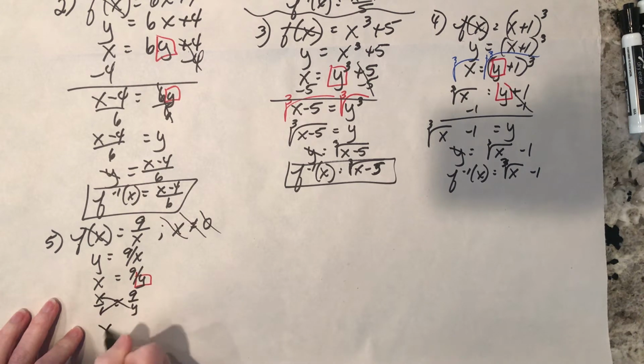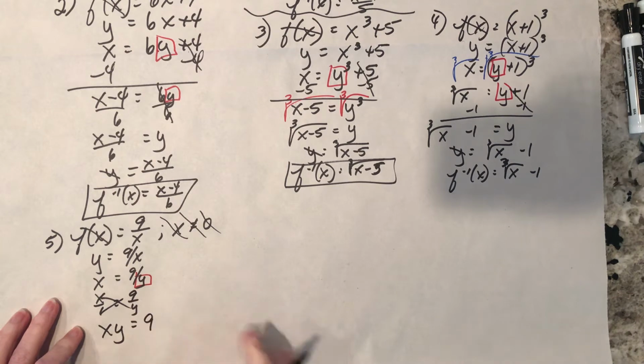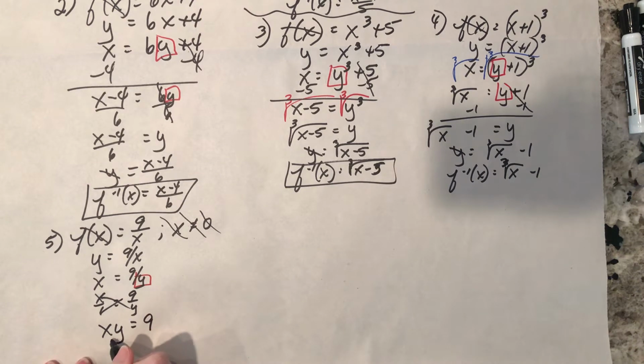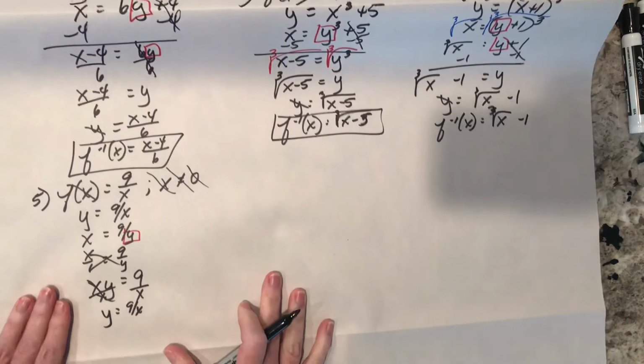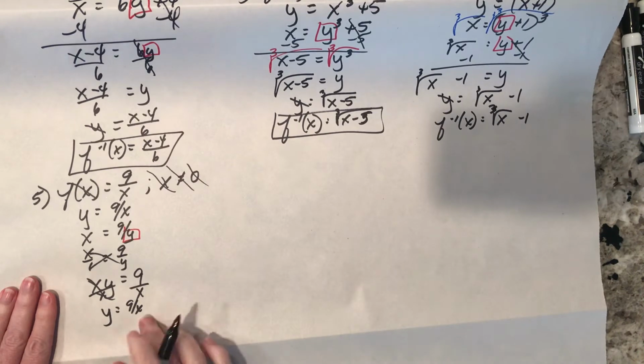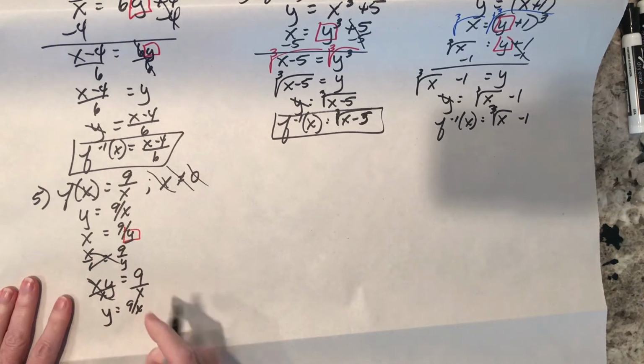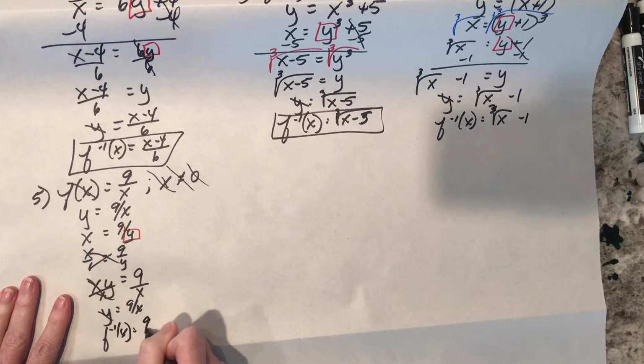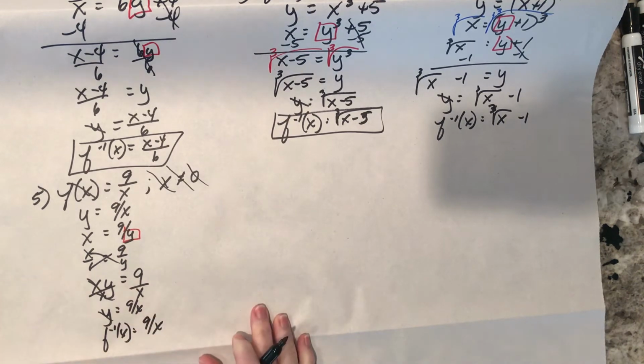Multiply, multiply. So we get xy equals 9 times 1, which is just 9. Still trying to get y by itself, so divide by x. And we get y equals 9 over x, which is exactly where we were before. Y equals 9 over x, and then exchange this for that. So you end up with the exact same thing, which is okay.